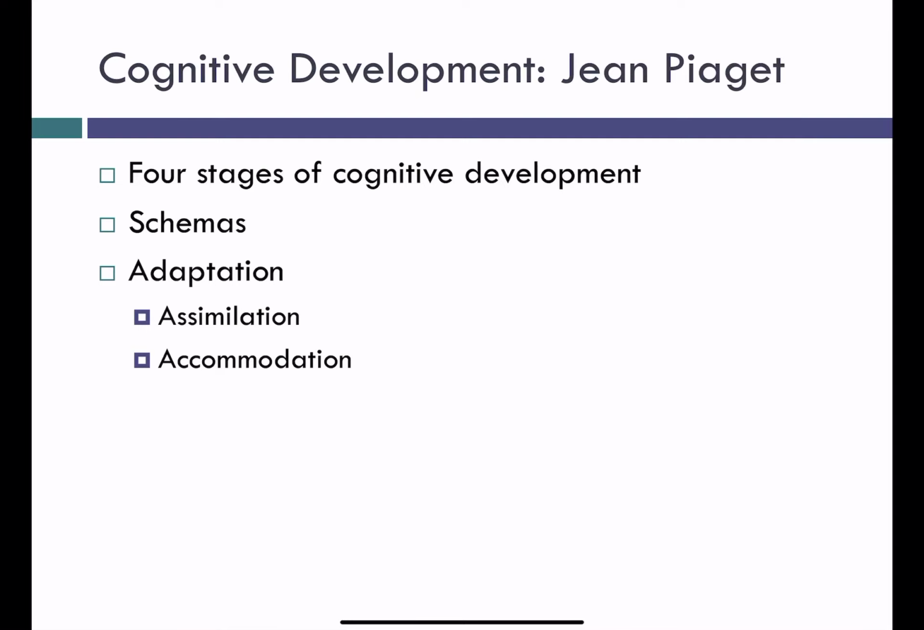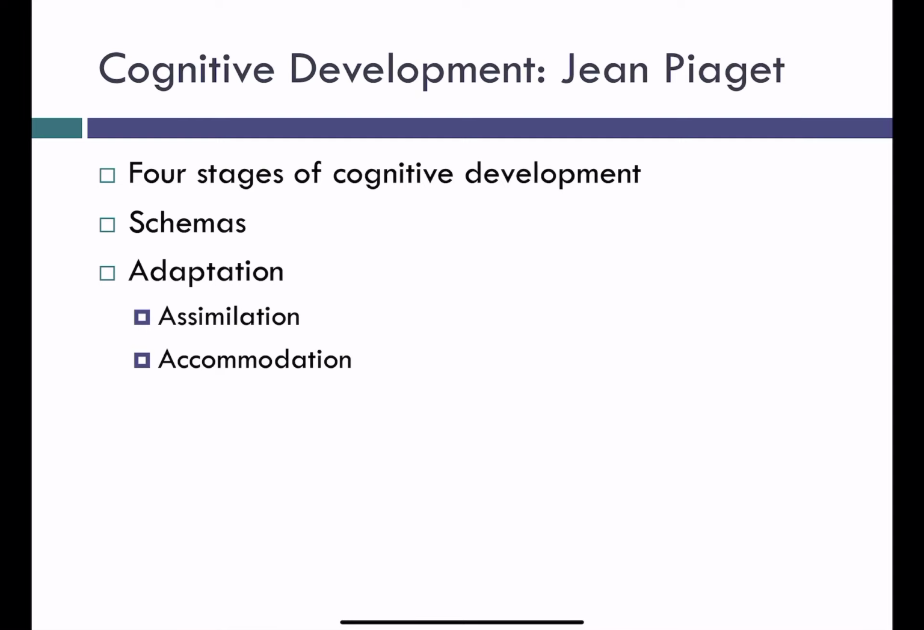He said that kids organize their information, their knowledge, based on schemas. So they have these mental representations. A dog is something that's furry and it barks and it has a tail. And they use that to identify a dog when they encounter it in the world.